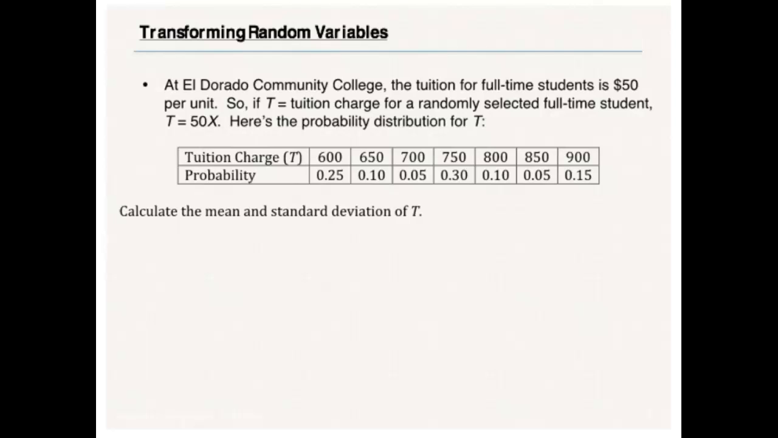So tuition for a full-time student is $50 per unit. So we're going to let capital T be tuition. And tuition is a transformation of credit hours. So we have that T equals 50X. And so you can see what the corresponding tuition fees would be. The probabilities remain the same, right? So this is like tuition for 12 credit hours, 13 credit hours, 14, and so on up to 18.